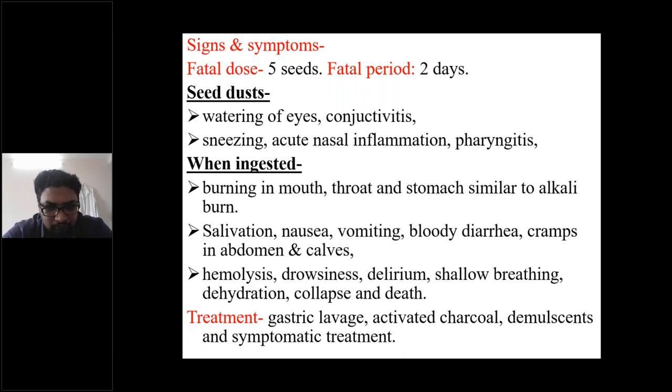Treatment is gastric lavage, and then activated charcoal can be given, demulcents, and symptomatic treatment. Most of the time in all these plant irritants, the treatment part is the same. Definitely there is gastric lavage or stomach wash, and then we have to give demulcents and symptomatic treatment. In some cases we have activated charcoal, in some cases it's not there. So make a note of that.